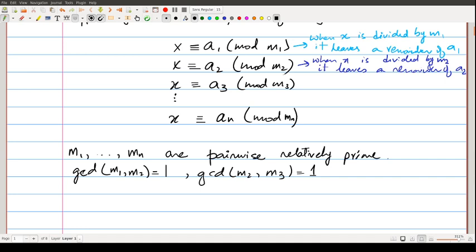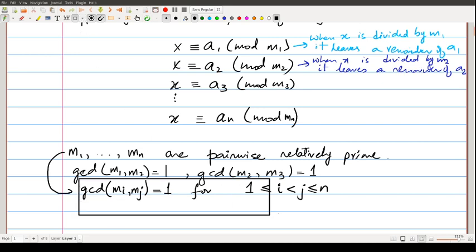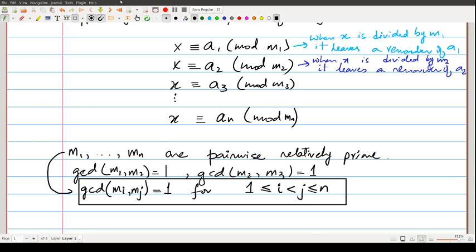So they're relatively prime. And so I can encapsulate this condition by saying GCD of mi, mj is equal to 1 for 1 less than or equal to i less than j less than or equal to n. This statement helps encapsulate the idea that they are relatively prime. Okay, and so that's the problem. We have to find a value of x that satisfies all of these equations, that when you divide it by m1 it leaves a remainder of a1, when you divide it by m2 it leaves a remainder of a2, and you have to find such an x modulo all of these numbers.